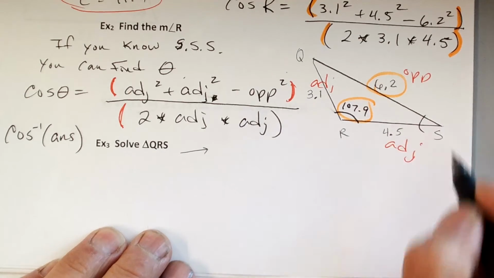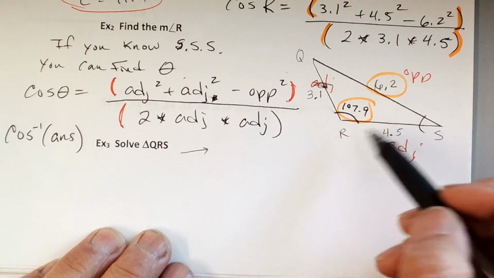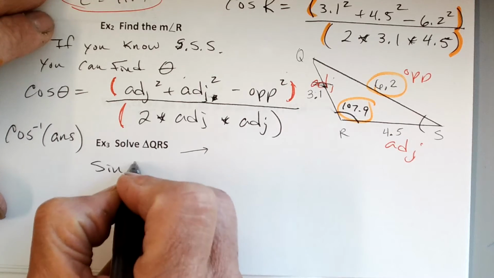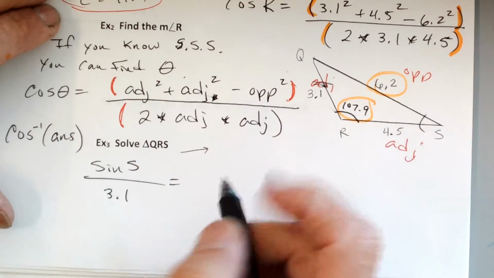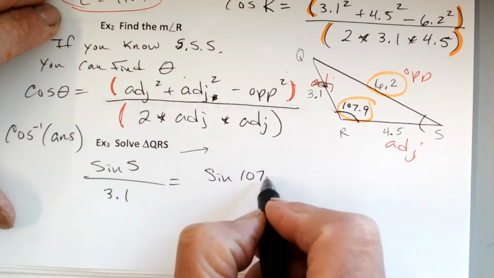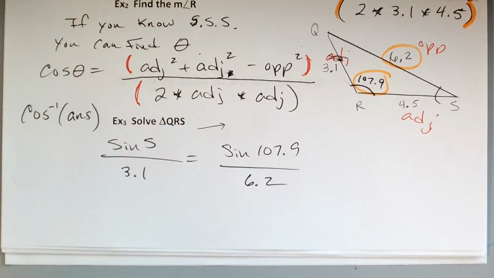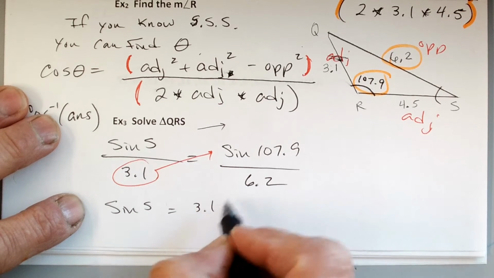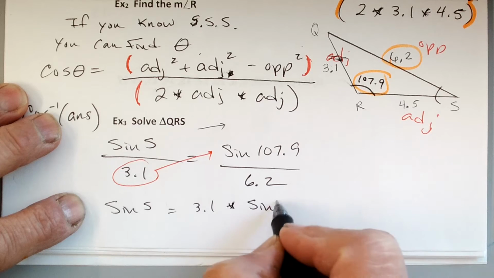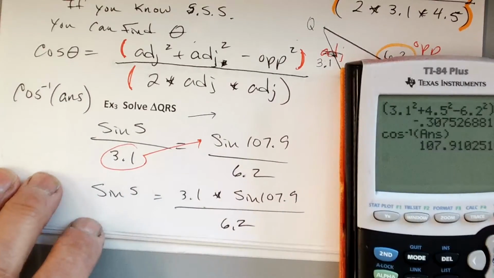Angle S. So if we find angle S, then all of a sudden this becomes its opposite side, right? Law of sines: opposite, opposite, opposite, opposite. So we'll say sine of angle S over its opposite side equals the sine of 107.9 over its opposite side, okay? And then we'll multiply up to 3.1. So we've got sine of S is equal to 3.1 times the sine of 107.9 divided by 6.2. Hopefully I'll get a decimal because I'm going to sine inverse that.